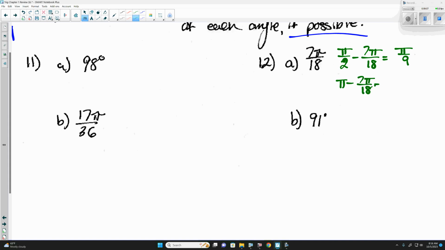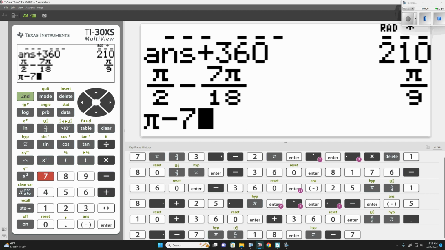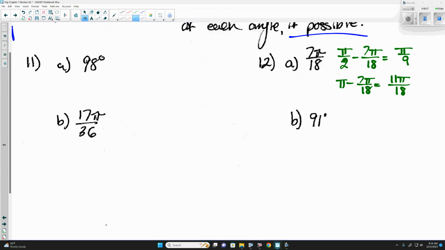And we'll do the same thing with pi. I believe it should be 11 pi over 18. We get these here. That's mainly just subtracting 7 from 18. But if you wanted, there's no reason not to plug it into the calculator.